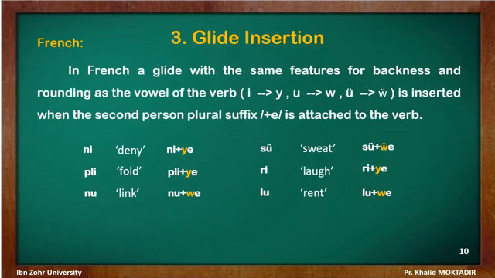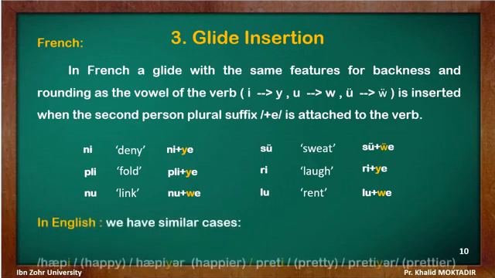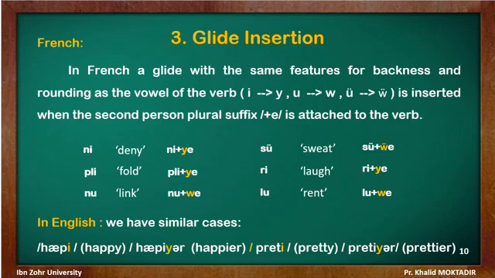We have a similar process in English where we insert a glide to separate two vowels. Look at the adjective happy in the comparative form, where we say happier. And look at the glide that is inserted to separate the two vowels. Same thing happens in the word pretty, where you have prettier.